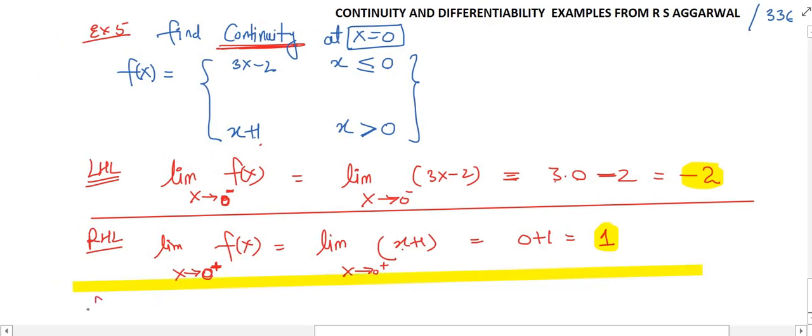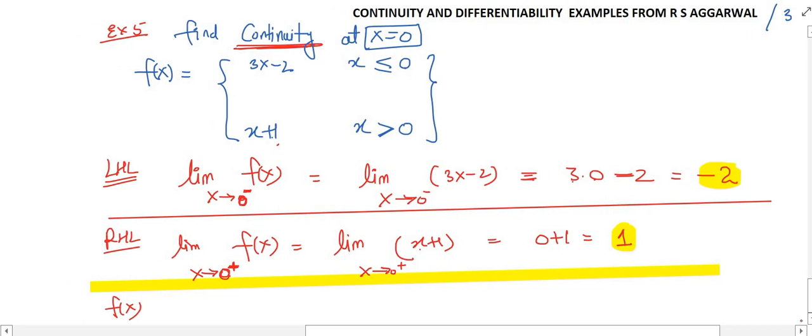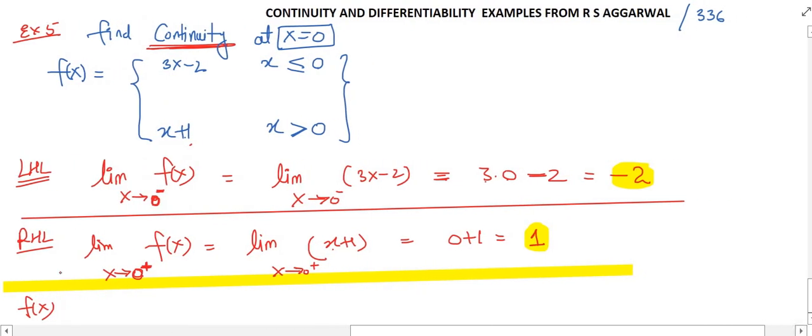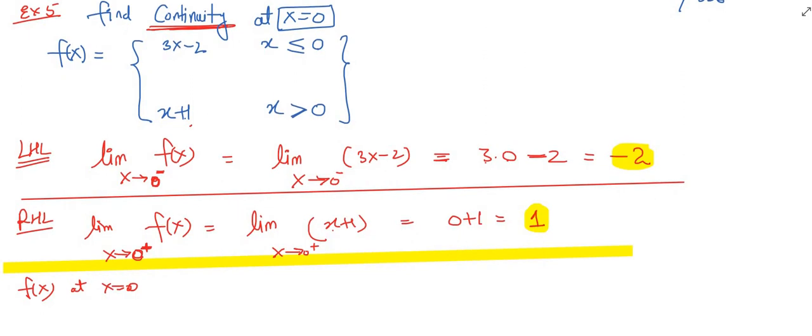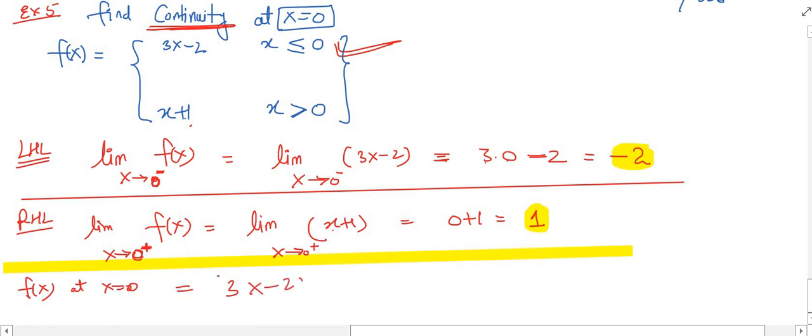Next step says f of x. Okay, so let me do f of x at x is equal to 0. So at x is equal to 0, we should take this one, correct? So it will be 3x minus 2. And what is x? 0 minus 2. Okay, this x I am putting 0. So 3 into 0 is 0 minus 2. Again I am getting minus 2.